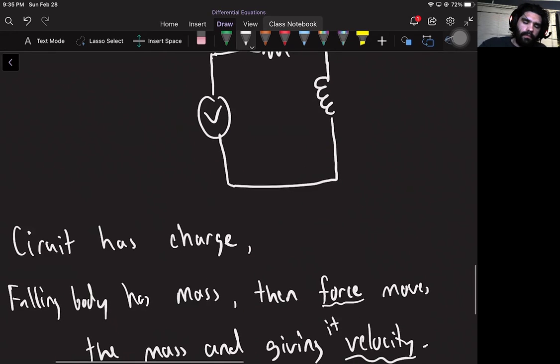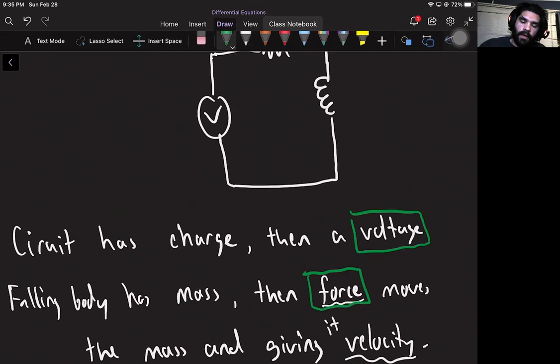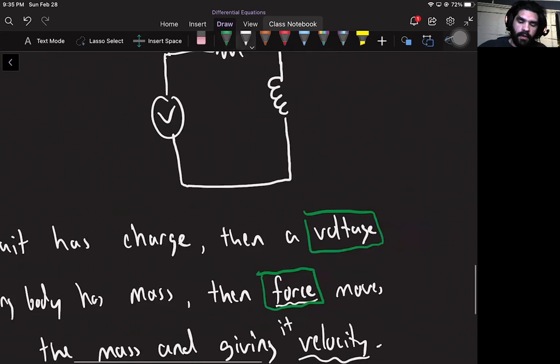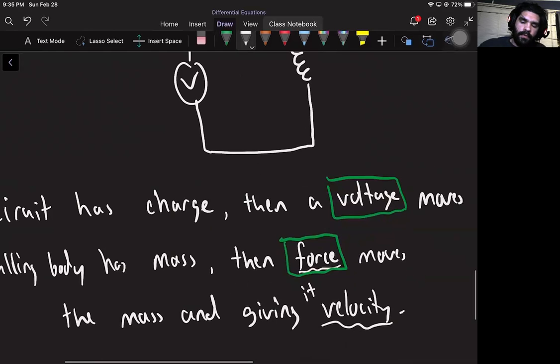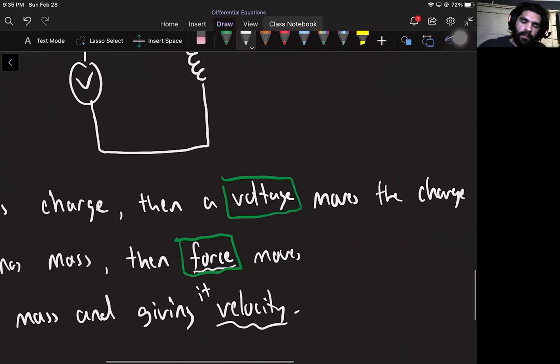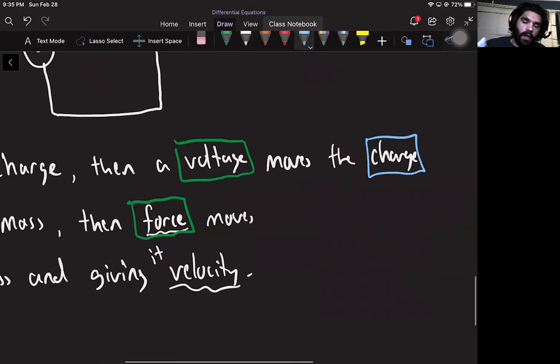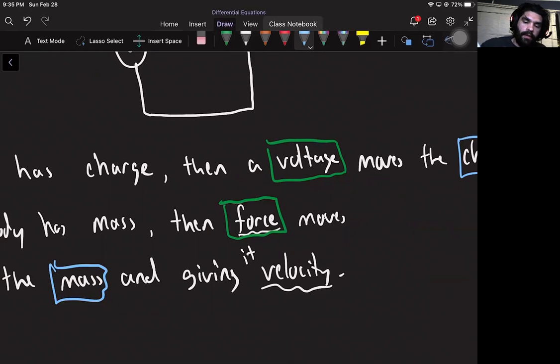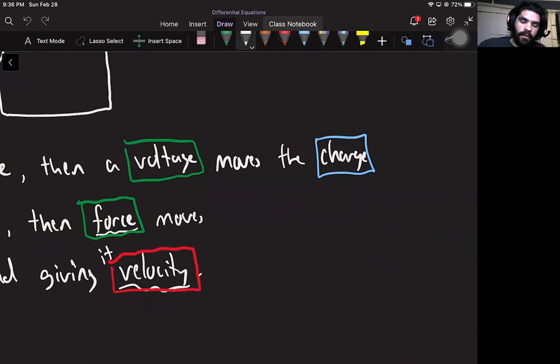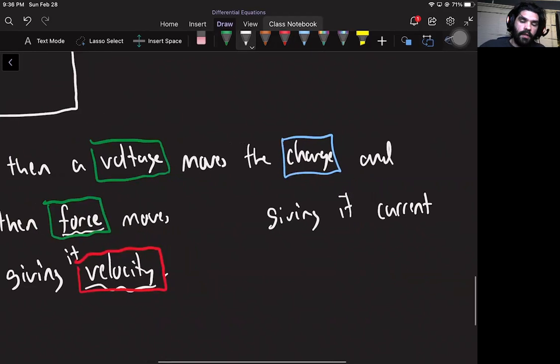It has this charge, and then the battery acts like the force, but it's called a voltage instead of a force. Maybe I'll box with the same color things that correspond. So then the idea is that a voltage gives life to the circuit. And so the voltage moves the charge, and it's very similar. So the mass begins to move with some velocity, but now the charge begins to move, and instead of velocity you call it current. So it gives the charge current. You think of it as it starts to move around the circuit instead of just sitting there.